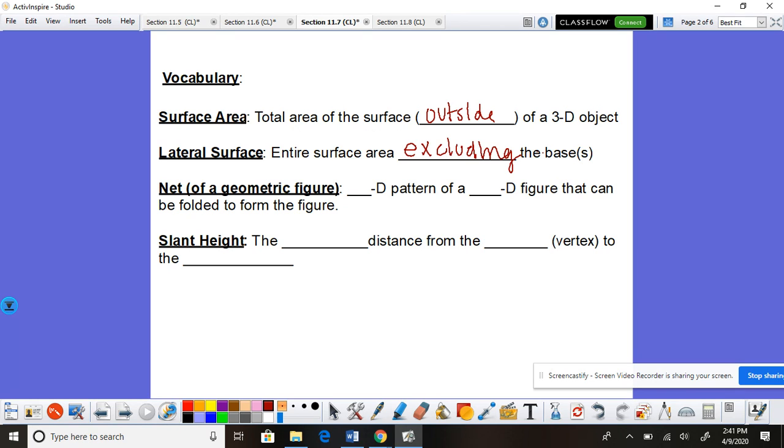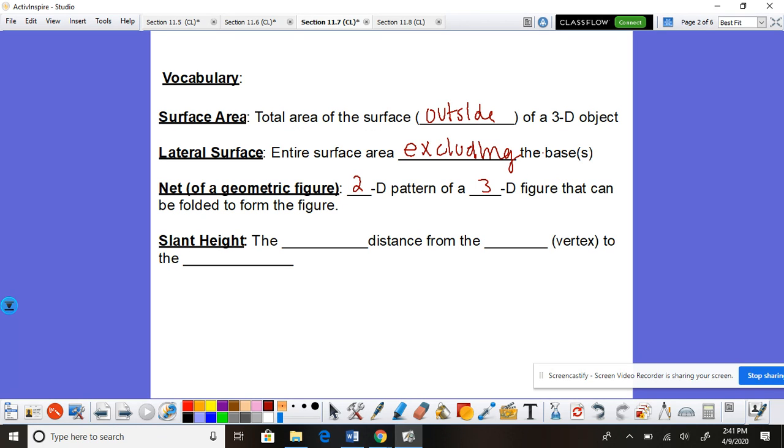The net of an object. I'm sure you guys did this in middle school. It's a two-dimensional pattern of a three-dimensional figure that if we fold up, would form the figure. I know if we were in class, we'd have fun with some nets and I'd give them to you and you'd have to create whatever cube you could with them. Kind of fun, but well.